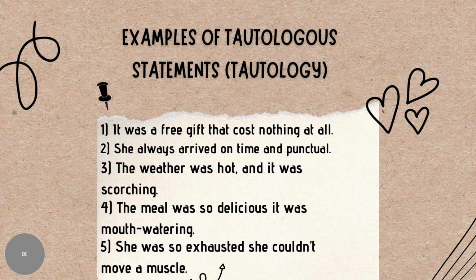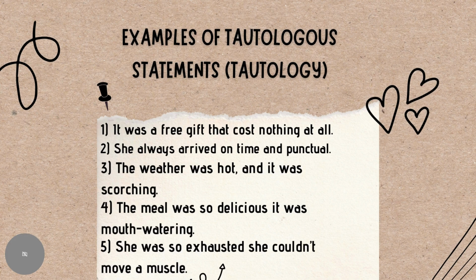If you take the first statement, it was a free gift that cost nothing at all. The terms free gift and cost nothing at all give the same meaning, right? In the same way, the second statement, she always arrived on time and punctual. On time and punctual, these both keywords almost give the same meaning. If you take a look at the third statement, the weather was hot and it was scorching. Hot and scorching give the same meaning.